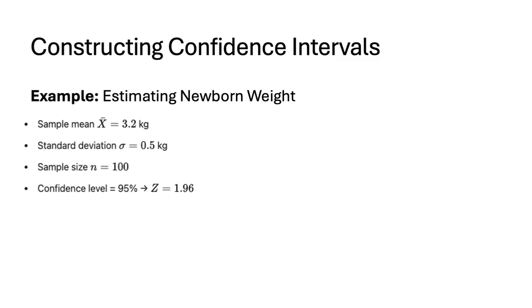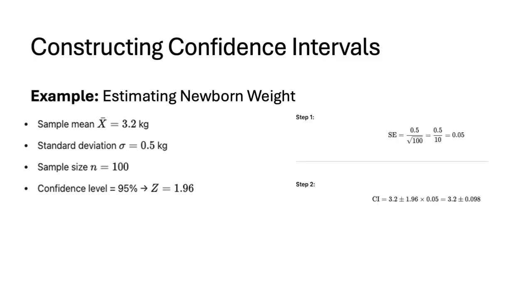We take a sample of 100 newborns. From that sample, we calculate the average weight, or what we call the sample mean, to be 3.2 kilograms. The population standard deviation, which measures how spread out the weights are, is known to be 0.5 kilograms. And we want to be 95% confident in our estimate. That means we'll use a z-score of 1.96 based on the normal distribution.